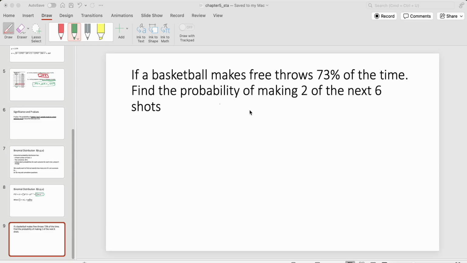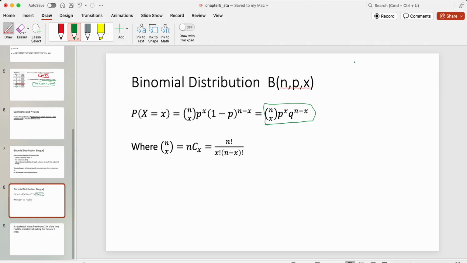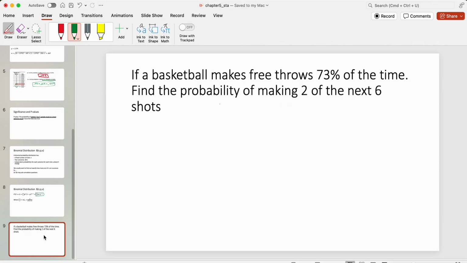All right, so let's look at this kind of question together, and then we'll dive into your homework. So we're going to use this question to kind of show you where this really wacky looking formula is coming from and why every part is here. So without further ado, here we go. If a basketball player makes free throws 73% of the time, find the probability of them making 2 of the next 6 shots. So the idea is someone's going to take 6 shots in the game. And we want to know, what is the likelihood that they'll make 2 and they'll miss 4?